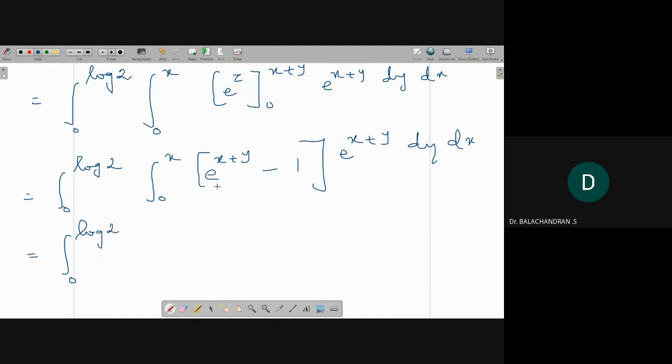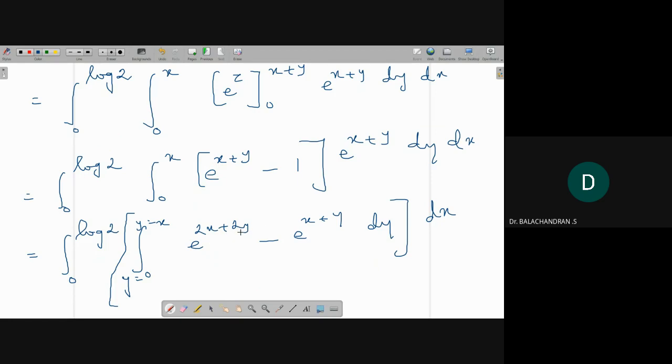Before you integrate, first you should multiply and then you can integrate. So e power x plus y into e power x plus y is e power 2x plus 2y. And then minus 1 into e power x plus y is minus e power x plus y. And then integrate with respect to y, because here y varies from 0 to x. And then x.